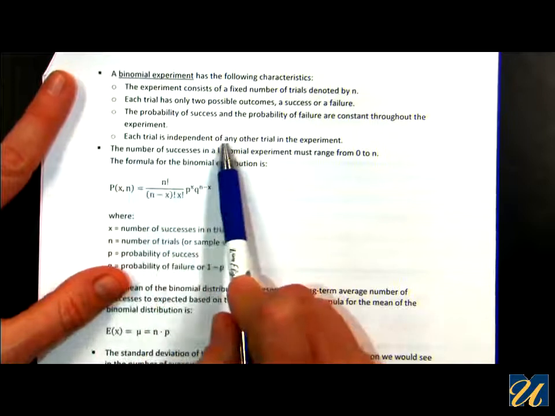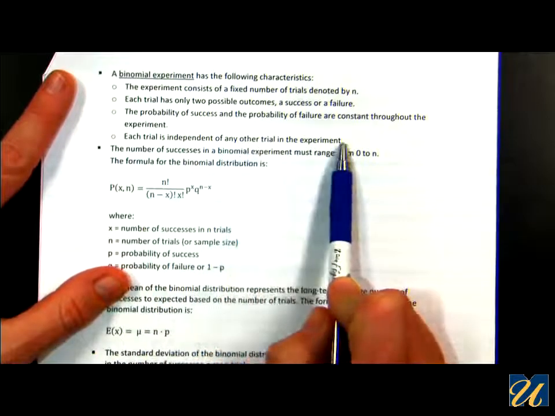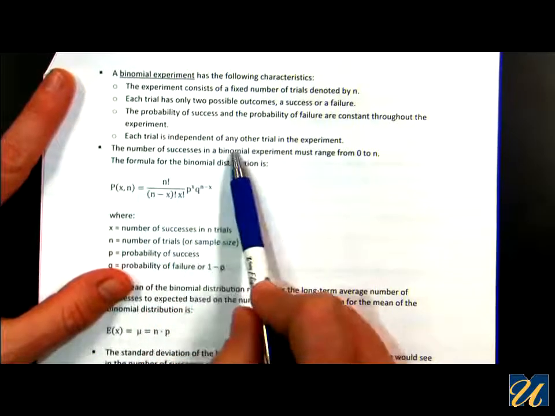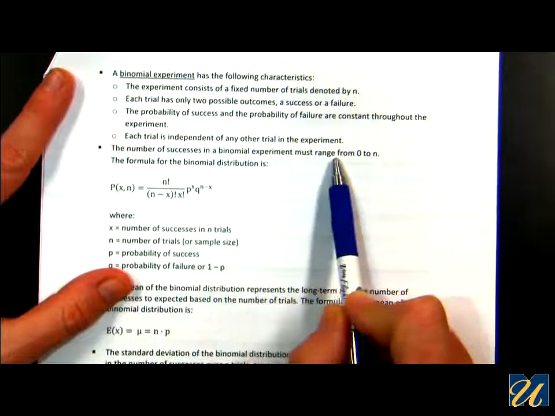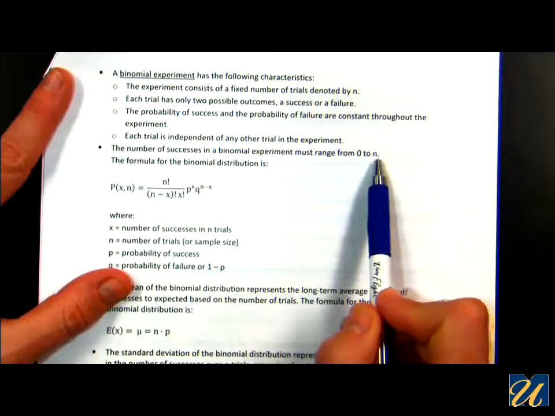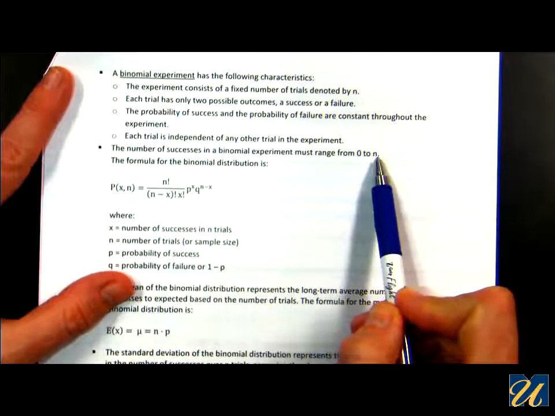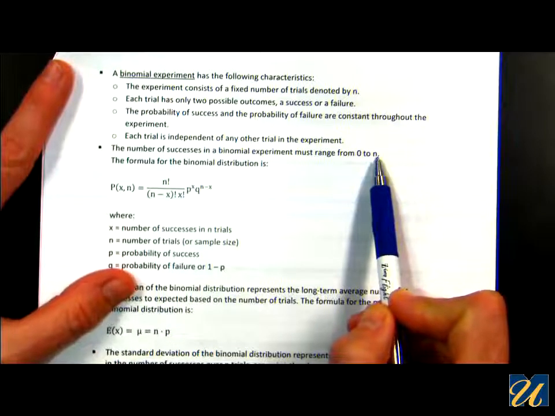Each trial is independent of any other trial in the experiment, and the number of successes in a binomial experiment must range from 0 to n. N, again, being the number of trials per experiment.